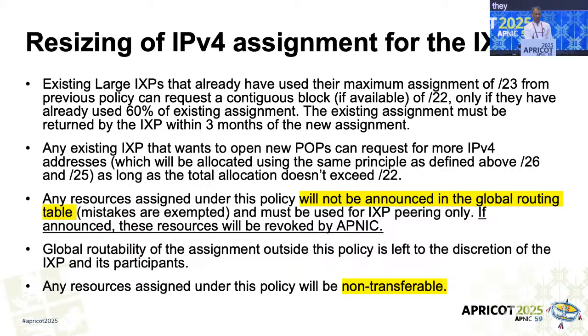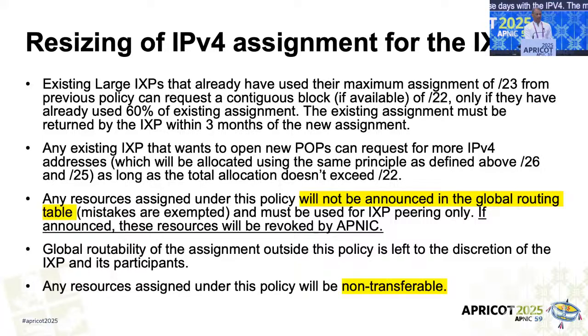For the existing large IXPs, if they have any growth in their peers, they could come and request delegation of more IPv4 addresses, but the caveat here is that they must agree to return their previous delegation. If possible, we will make sure that we delegate a contiguous block, but it's very unlikely these days with the run out of IPv4. But the maximum they can get is a /22.